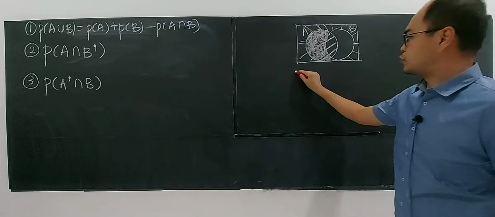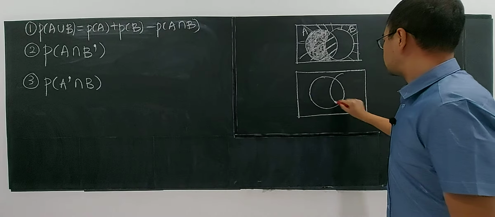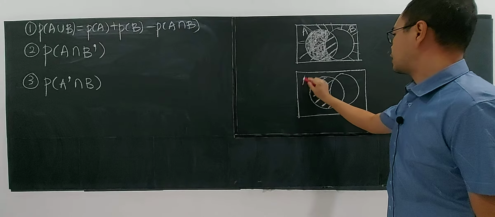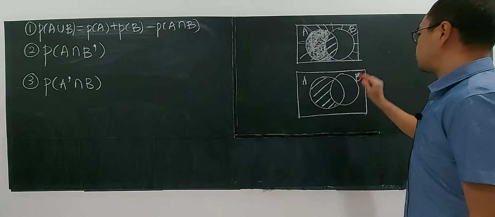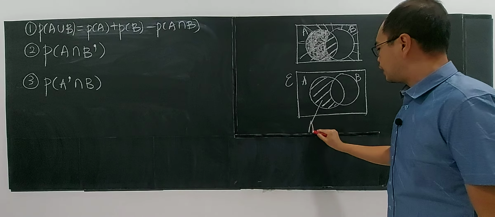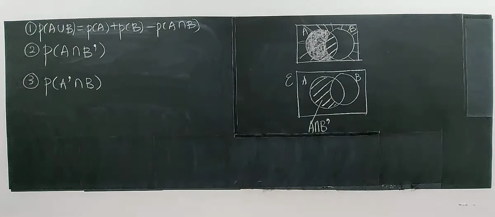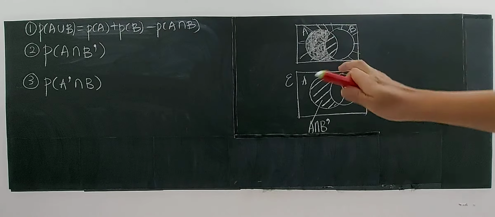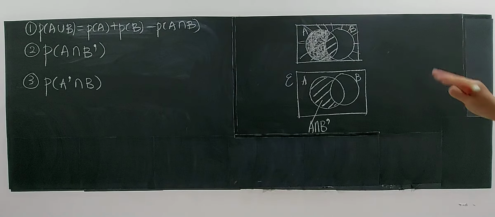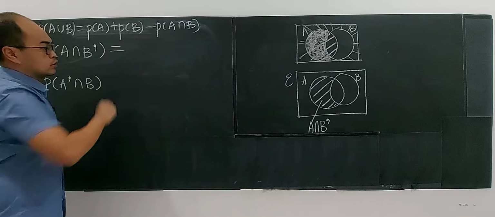Or I can redraw again. A intersecting B prime is this region. If this is event A and this is event B and this is the universal set, this is the region where A intersects with B prime. So from the Venn diagram, we can generate the formula. Very simple. I'll straight away talk about probability, so it's easy for you.